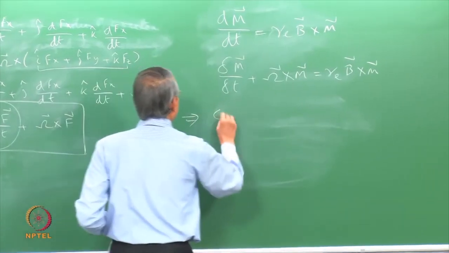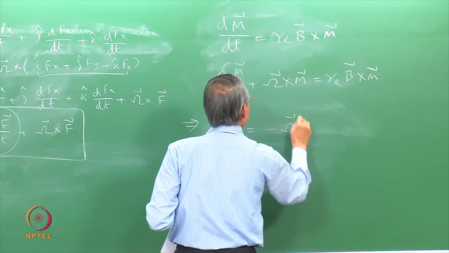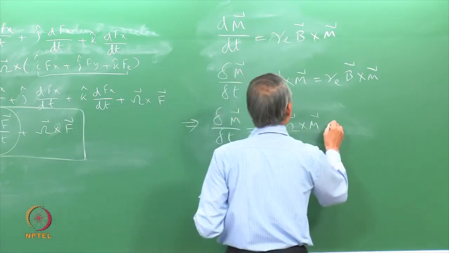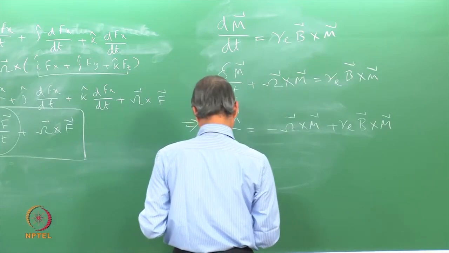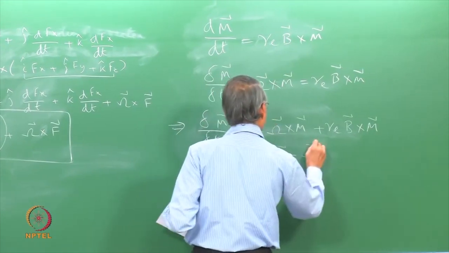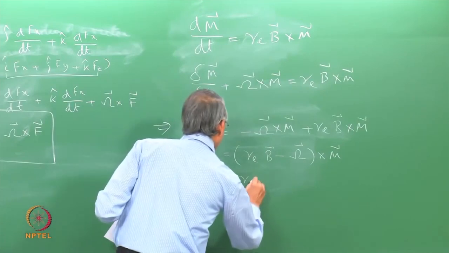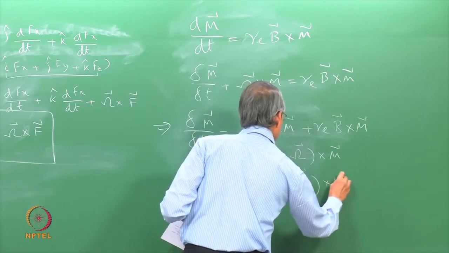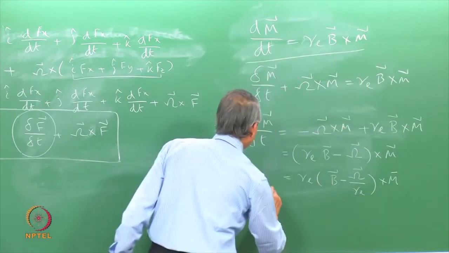So what does it mean? This means minus omega cross M, which is, this gives me. Compare now this equation with this equation.